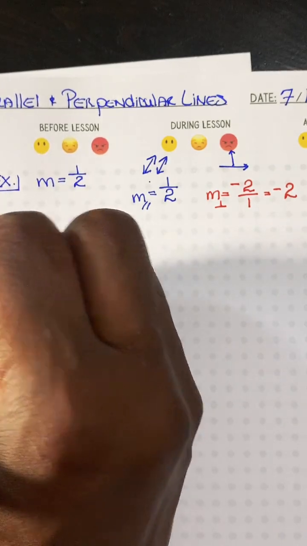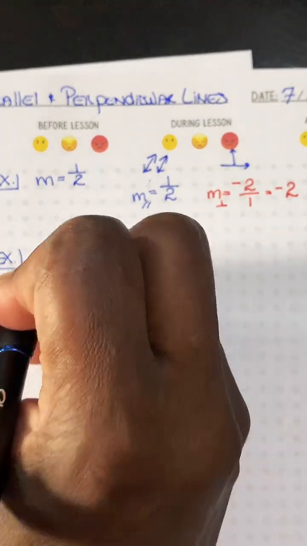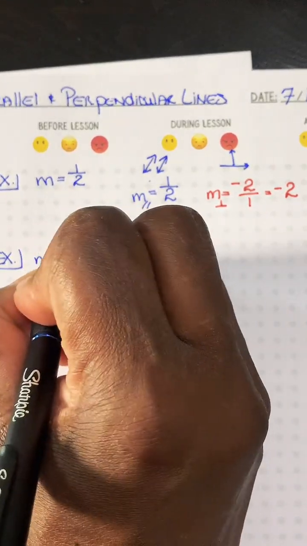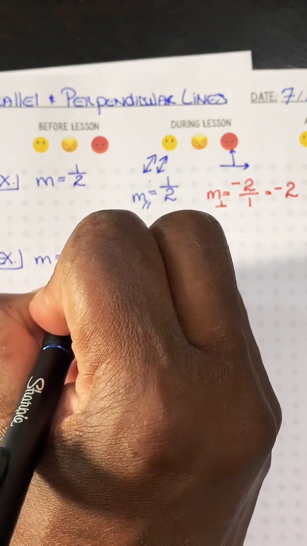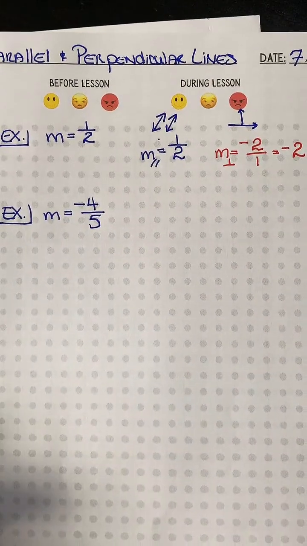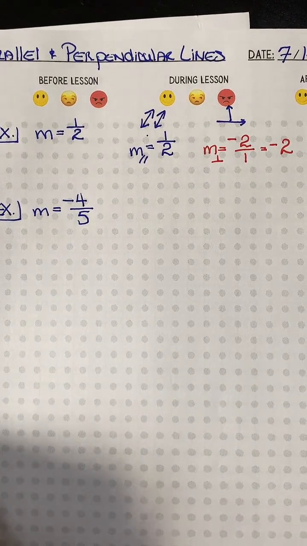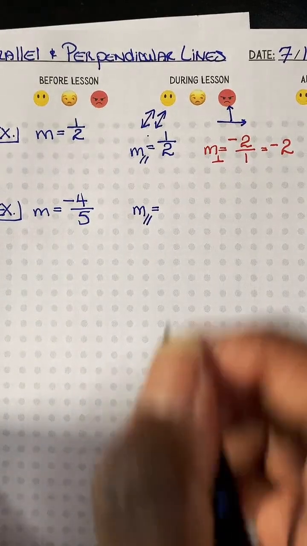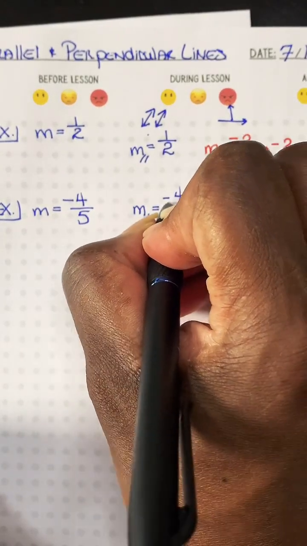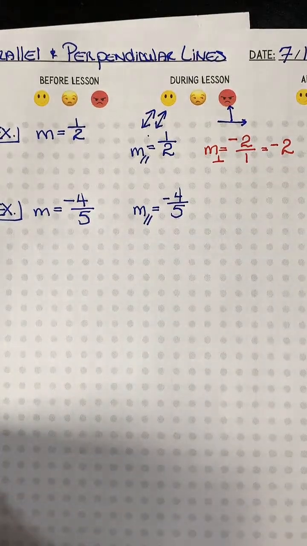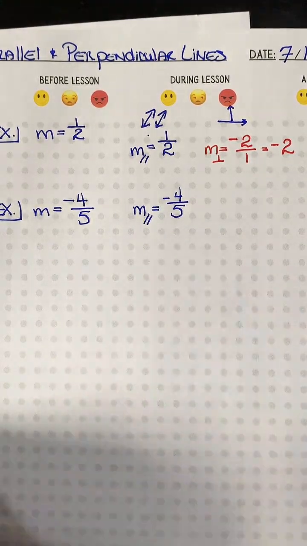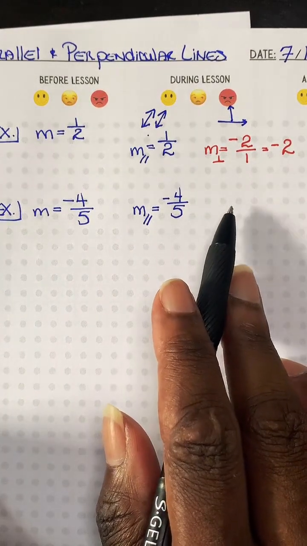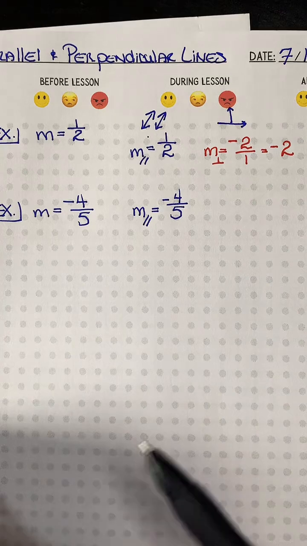So let's say my slope is -4/5. If my slope is a negative 4/5, that means the slope of the parallel lines is also going to be negative 4/5. Parallel lines have the same slope. But then for perpendicular, we have to do the opposite reciprocal.